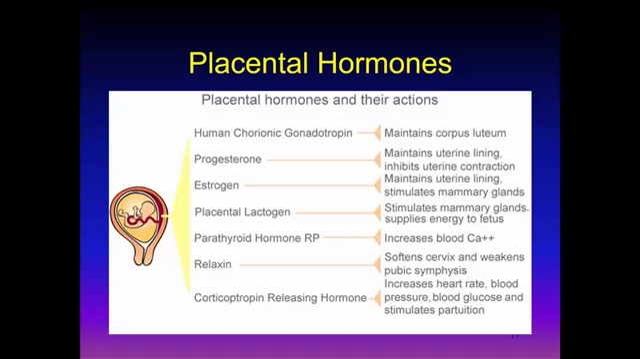Parathyroid hormone increases to increase blood calcium, which can lead to the side effect of Charlie horses for mom. Relaxin, which softens the cervix and gets ready for that stretching to occur during birth. And corticotropin releasing hormone, which increases blood sugar and blood pressure, unfortunately, sometimes as well.